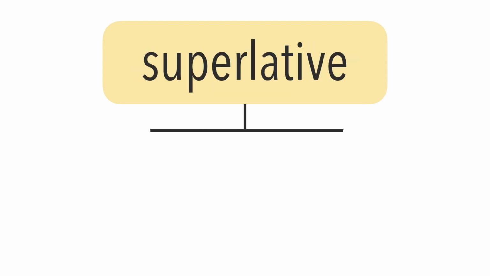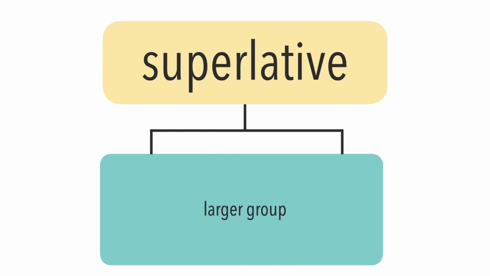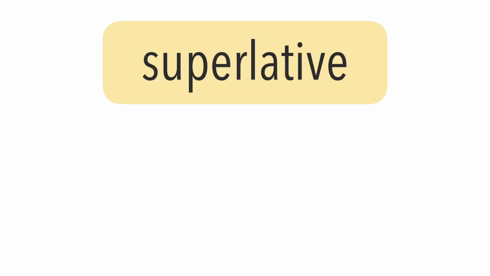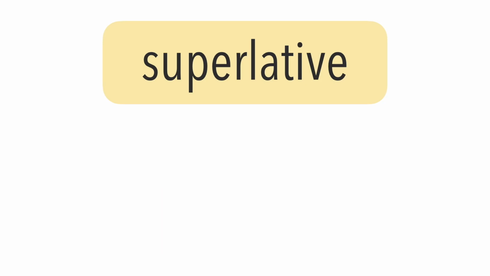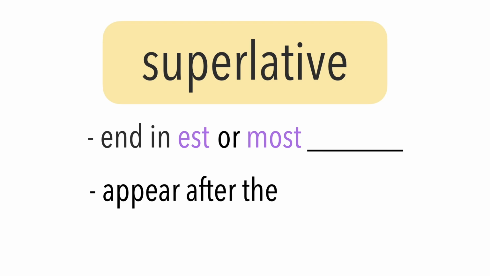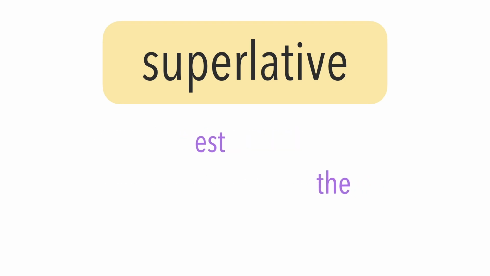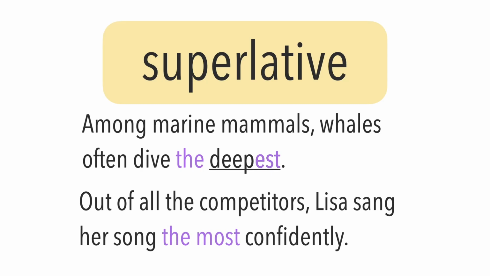Superlative adverbs are used to compare the actions of a person, thing, or group to the actions of a larger group that it's part of. This time, think of a winner's podium where you rank one person or thing against the rest of a group. Most regular superlative adverbs end in est or have the word most in front of the adverb, and they normally appear after the word the. Like, among marine mammals, whales often dive the deepest. Or, out of all the competitors, Lisa sang her song the most confidently.